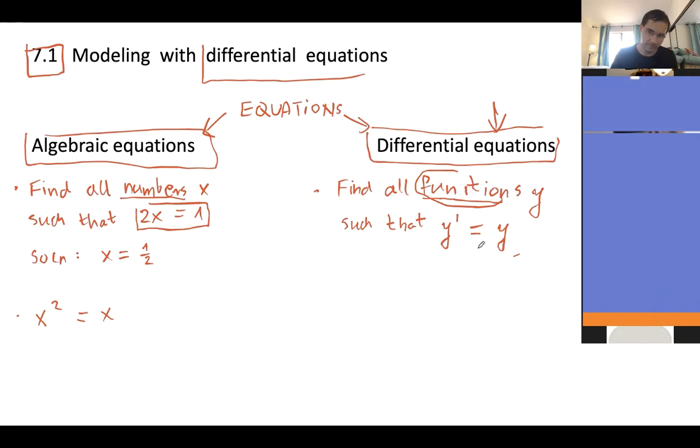e to the x. Perfect. This is exactly right. One solution is the function e to the x, because the derivative of e to the x is the same function. But could you give me also another solution? Could you give me another solution, a different function that also satisfies this differential equation?